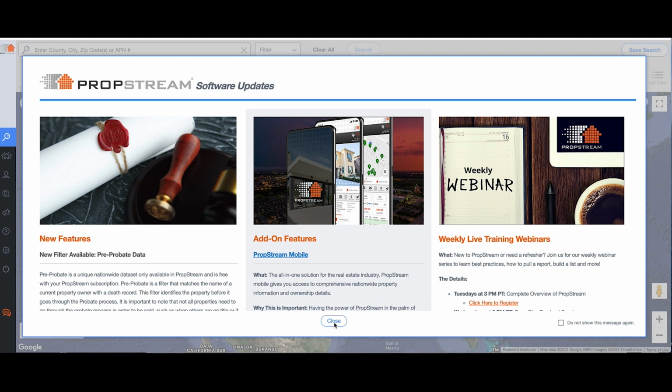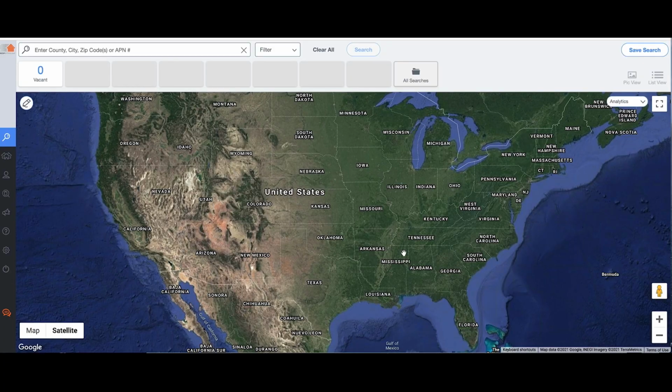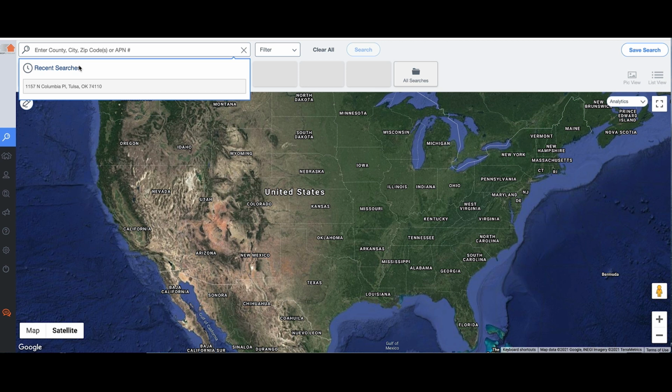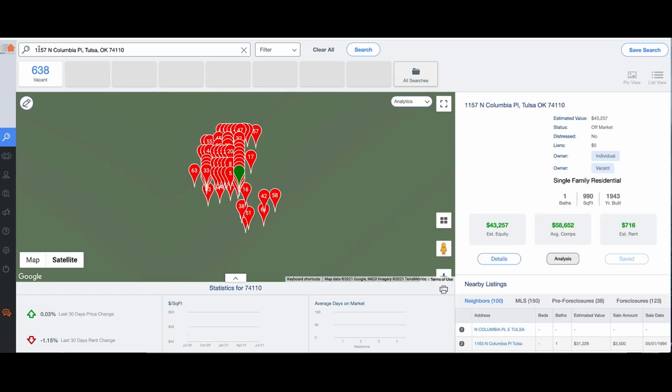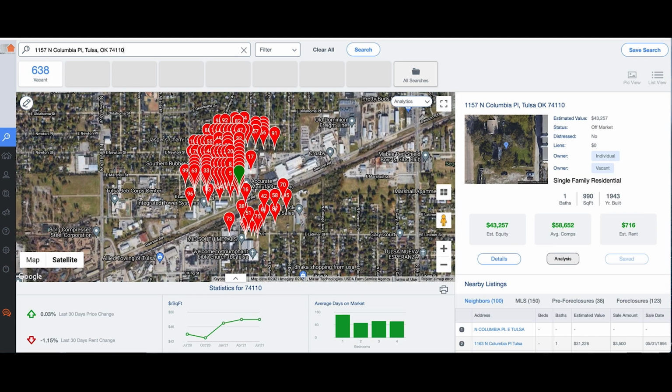When you go into PropStream, this is usually what you go into, this main page, and you just put the address here. You can see mine is already saved. I'm going to do 1157 North Columbia Place in Tulsa. This is a house that we got under contract recently, so I thought it would be a good example. When you type in your address, the actual address should pull down and you click on it and push search, and it gets you to this page.